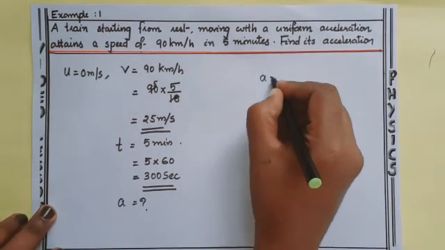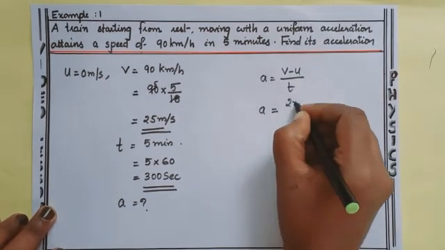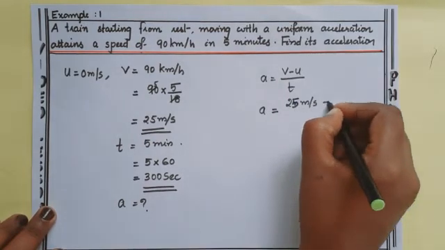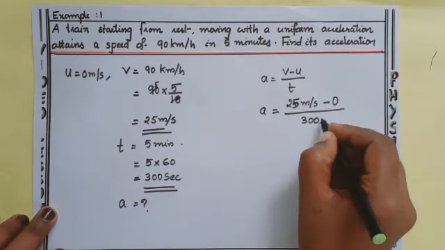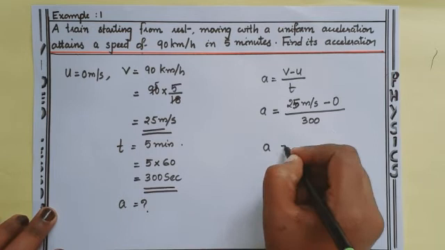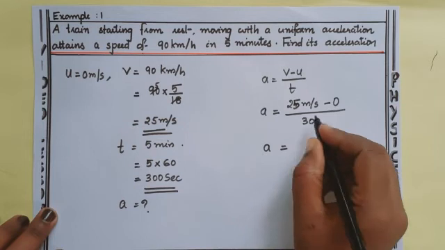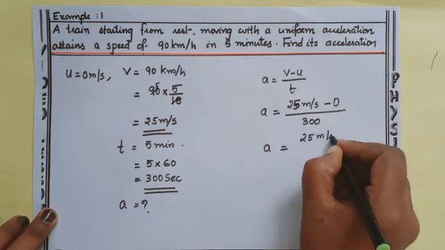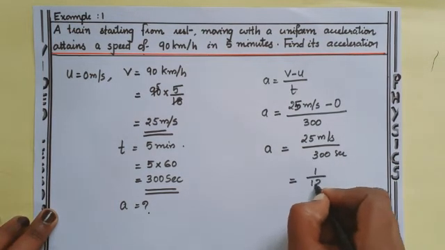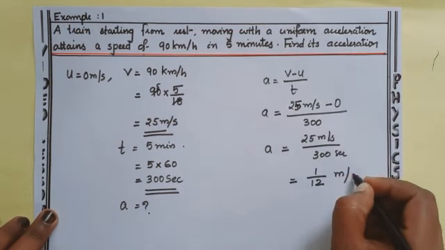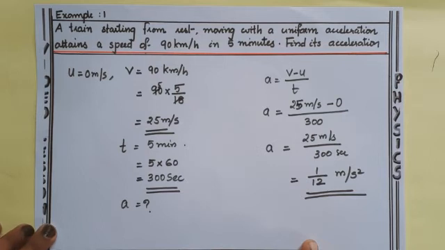Acceleration is equal to V minus U by T. A is equal to, what is V? 25 meter per second. What is U? 0. What is T? 300 seconds. So acceleration is equal to 25 meter per second by 300 second. So we will get 1 by 12 meter per second square.